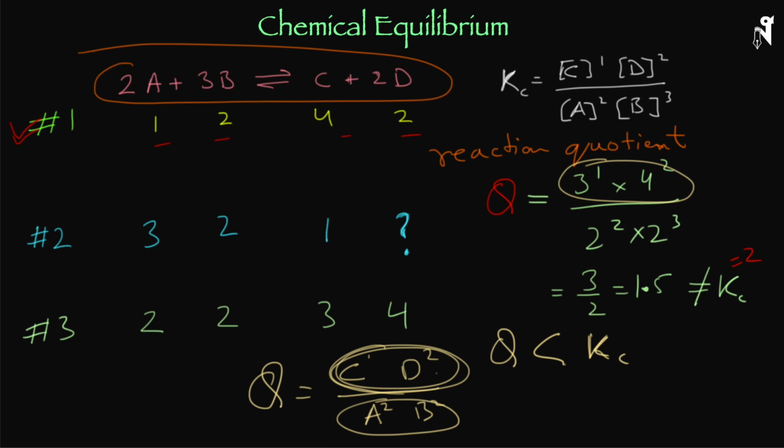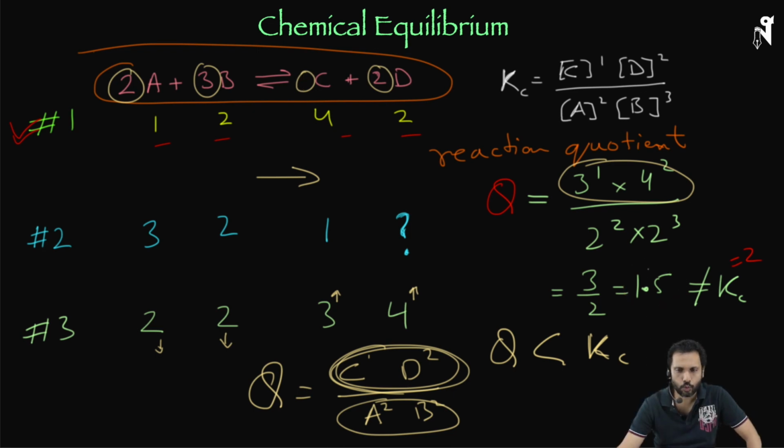Meaning to say, the reaction has to go still further. So the 2 is going to go down a bit, this 2 is going to go down a bit, this 3 has to go up a bit, 4 has to go up a bit, in the ratios of their balanced reaction. So A and B are going to go down, C and D are going to go up, so that the numerator increases, the denominator decreases, and the Q value 1.5 goes up a bit and matches 2. It becomes 2. At that time it would have reached equilibrium.